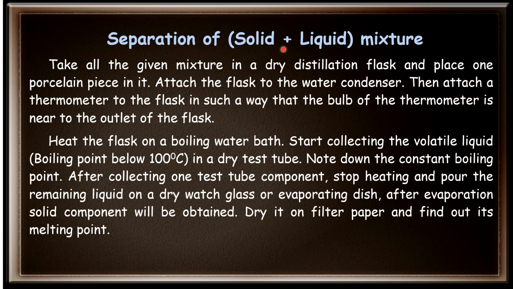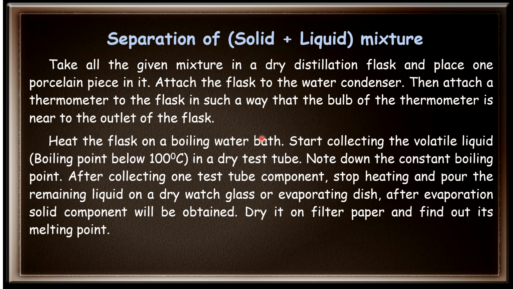Separation of solid plus liquid mixture. Take all the given mixture in a dry distillation flask and place one porcelain piece in it. Attach the flask to the water condenser. Then attach a thermometer to the flask in such a way that the bulb of the thermometer is near the outlet of the flask. Heat the flask on a boiling water bath.